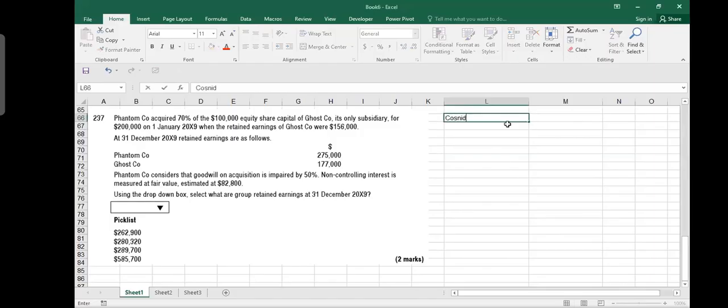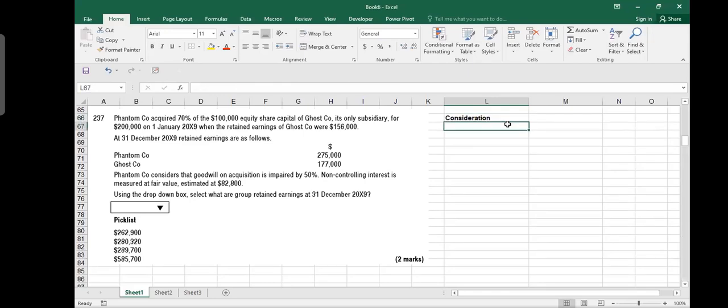We say that first we need to find out the consideration. I think around 26,800 will be the goodwill. Let's see consideration. So parent is giving how much? Parent is paying 200,000, and that 200,000 is actually 70%. So it means that there is a 30% which belongs to NCI. And NCI, they gave you in the question that the value of NCI is 82,800. So it means that the total consideration paid is 282,000.